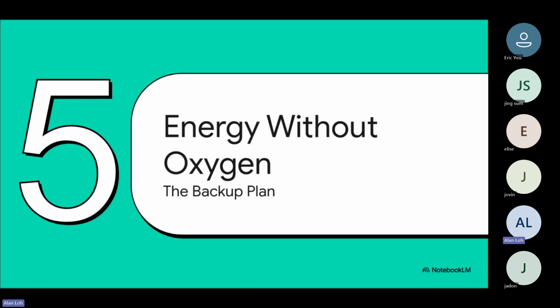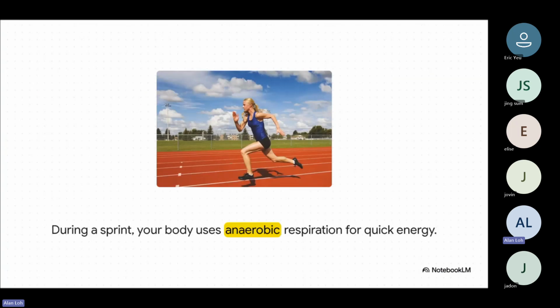Sudden burst of power faster than your lungs can possibly supply oxygen? Well, for moments like that, your body has an emergency backup plan. Imagine you're sprinting as fast as you can. Your muscles are screaming for energy right now, but there's no way you can breathe fast enough to give them all the oxygen they need.